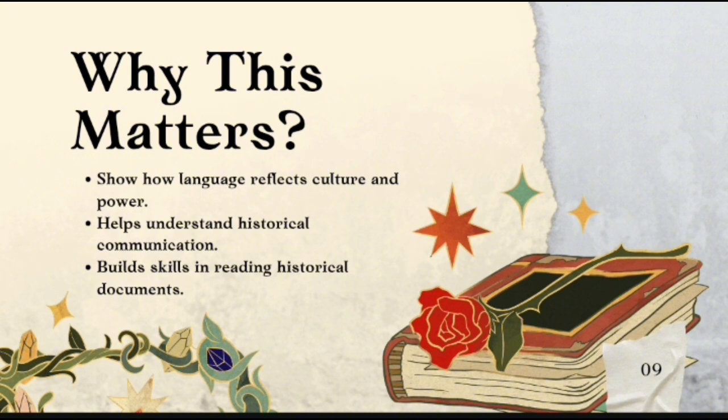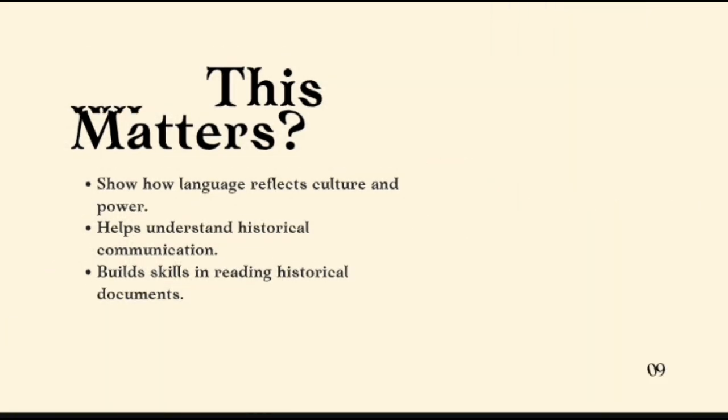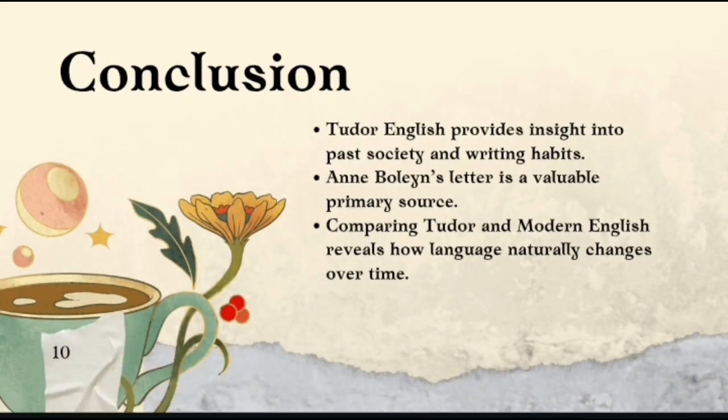In conclusion, Tudor English provides valuable information about the society, culture, and writing practice of the past. Anne Boleyn's letter is a key primary source that helps us see these features directly. By comparing Tudor and modern English, we can understand how language naturally changed over time.